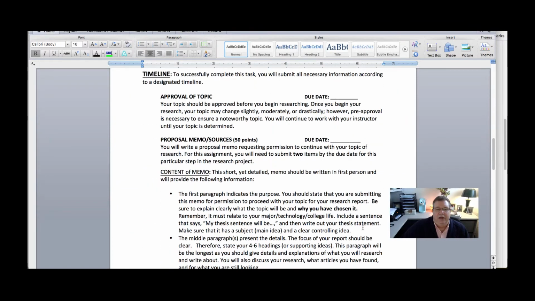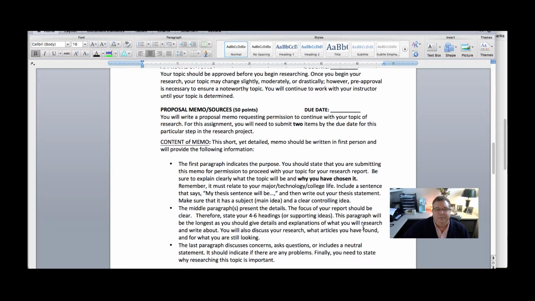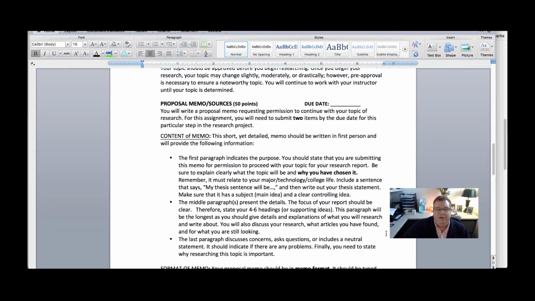And if we scroll down to Proposal Memo. So here it says you will write a proposal memo requesting permission to continue with your topic of research. For this assignment, you will need to submit 2 items by the date due. All right, so one of the items is going to be the actual proposal memo itself, and the second item is going to be a list of your sources.